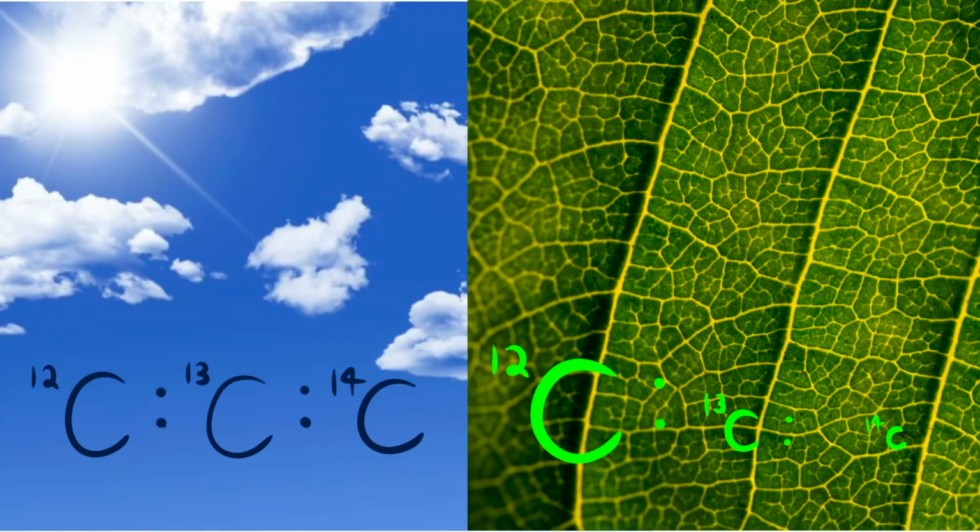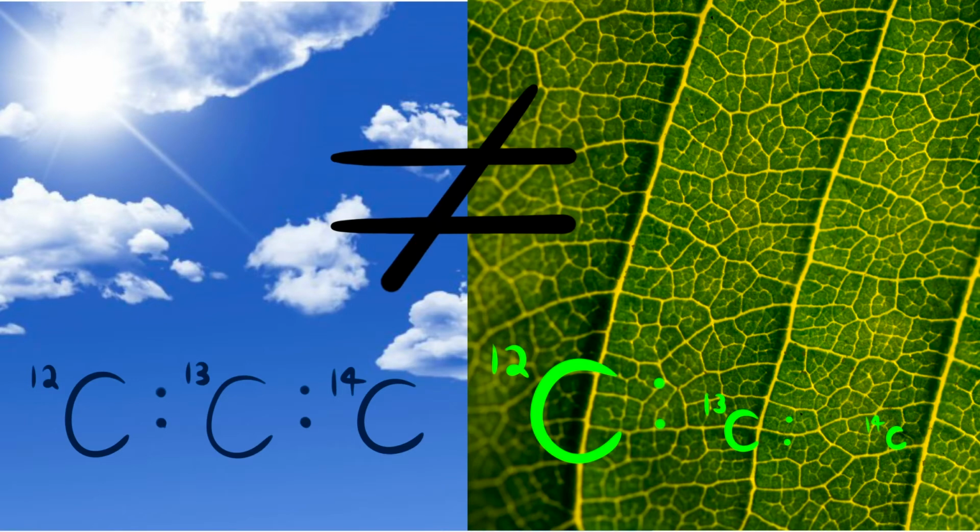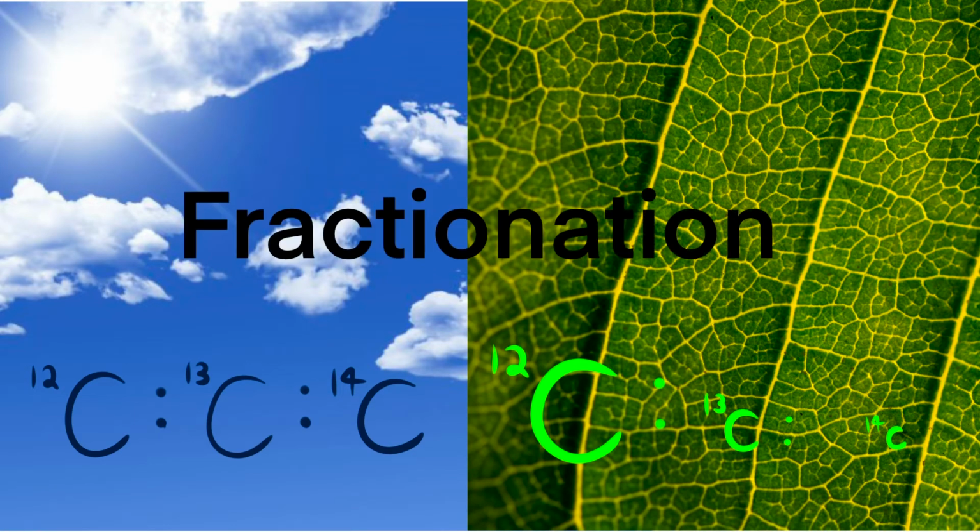Second, plants undergoing photosynthesis tend to favor the lighter isotope carbon 12. Likewise, they also favor carbon 13 over 14 to a small but measurable degree, indicating that the carbon composition of plant material does not accurately represent the carbon composition of the atmosphere. This phenomenon is called fractionation.